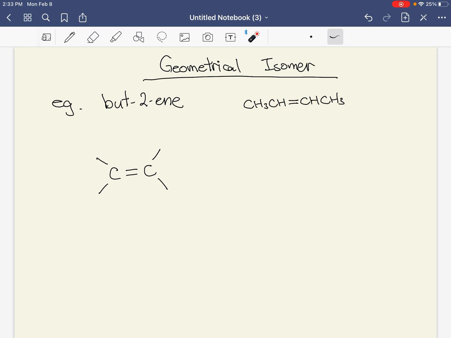Now let's take a look at what this carbon is bonded to, which is this carbon. This carbon is bonded to an H. And this carbon, the same carbon, is bonded to a CH3. All right, that's cool. Same with the other one: an H and a CH3. Let's number these. This is carbon 1, 2, 3, 4. So basically what you have here is carbon 1, 2, 3, 4 as well.